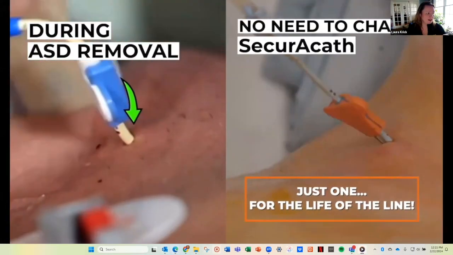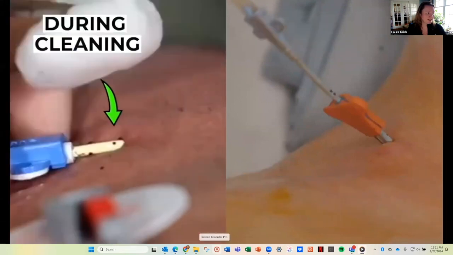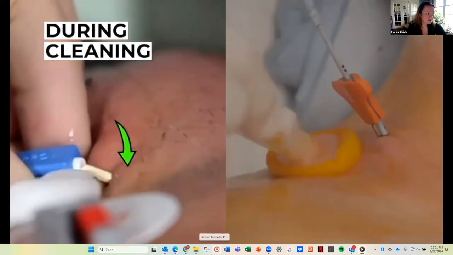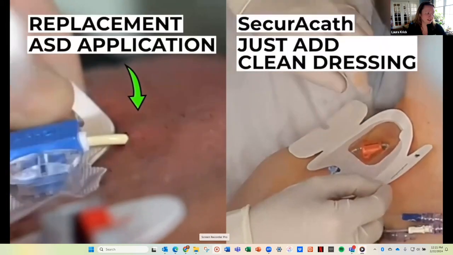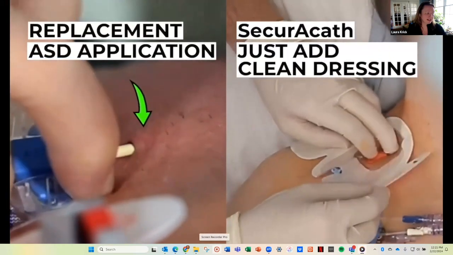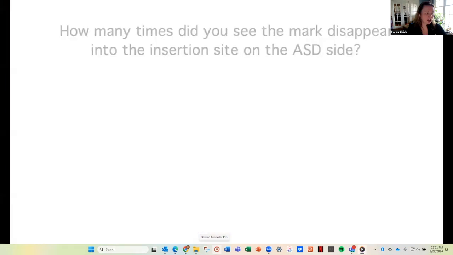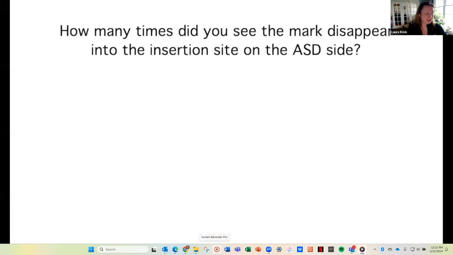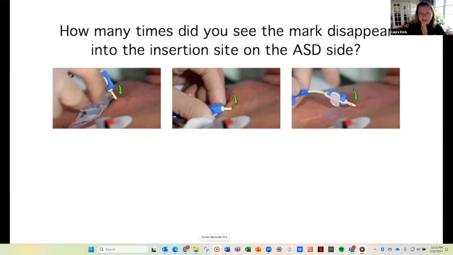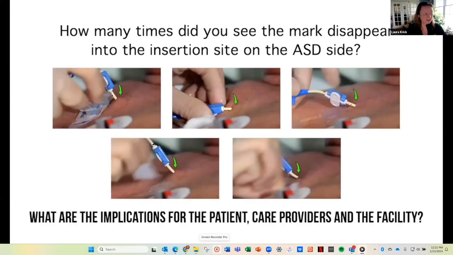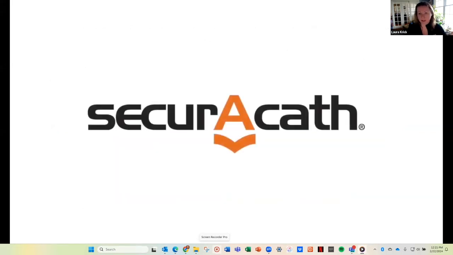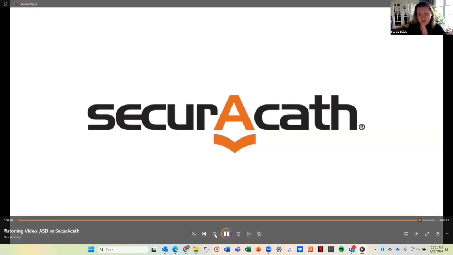What you see on one side of your screen is a catheter that had an adhesive securement device. It was removed and they're disinfecting it at the insertion site. You can see as they're moving it, that dot, which is literally only a millimeter, is going in and out of the skin at that insertion site. Through the course of that few-second video, it went in and out at the surface of the skin more than 5 times. I'm going to ask him to loop it one more time because it's hard to watch 2 screens at once.